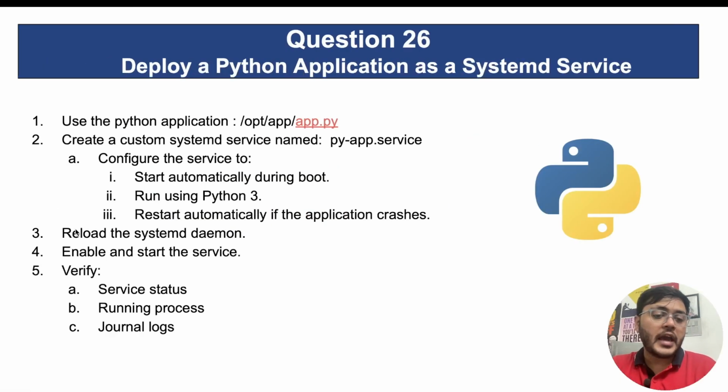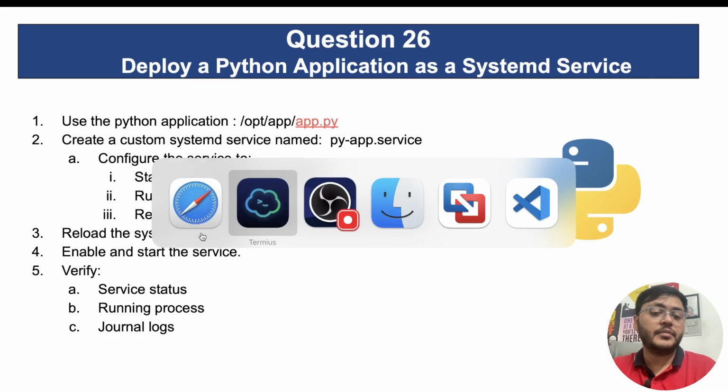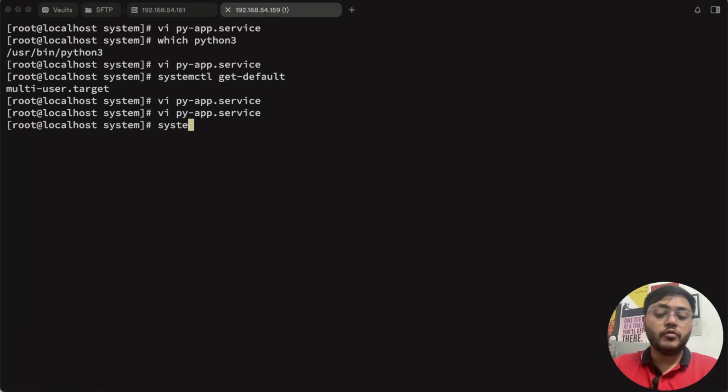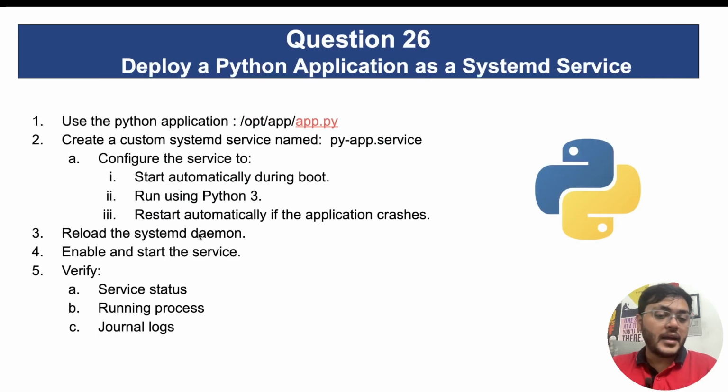Done. Now we have to reload the system daemon. If you see in this section, in the third step, reload the system daemon. Whenever we make any changes to the unit files, we always have to reload the daemon. Without that, systemd will not take the changes; whatever changes you have made are not loaded. So to load that, we run daemon-reload. The daemon is reloaded. Now let's go back. It is telling us to enable and start the service.